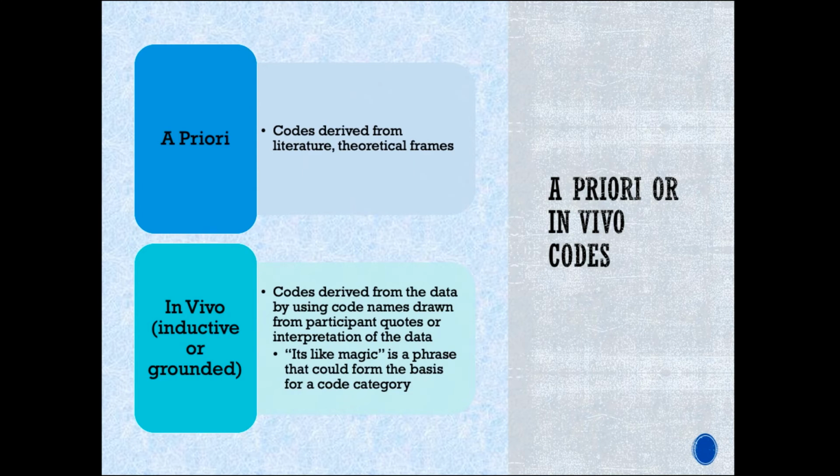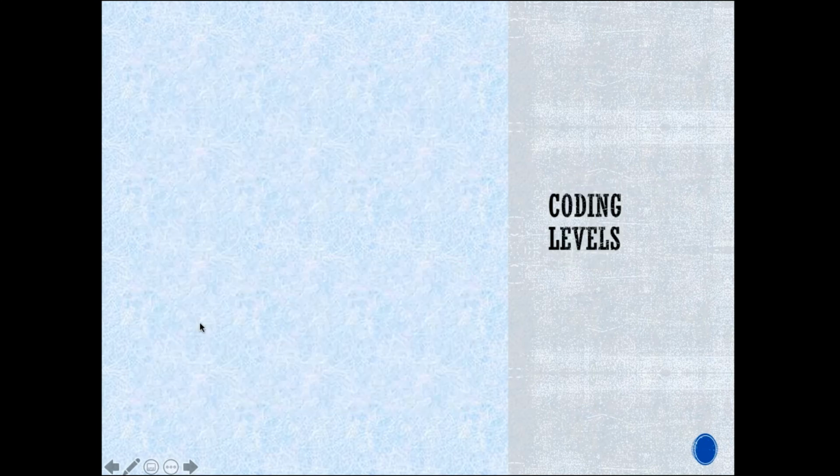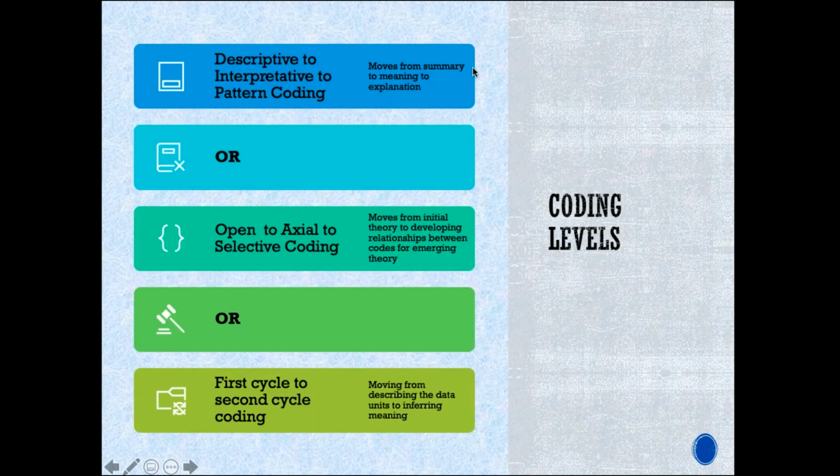It's a phrase that could form the basis for a code category. So you remember you have two: a priori and in vivo. Coding levels now: from descriptive to interpretive to pattern coding, you move from summary to meaning to explanation. Or from open to axial to selective coding, you move from initial theory to developing relationships between codes and emerging theory. Or from first cycle to second cycle coding, where you move from describing the data units to inferring the meaning.